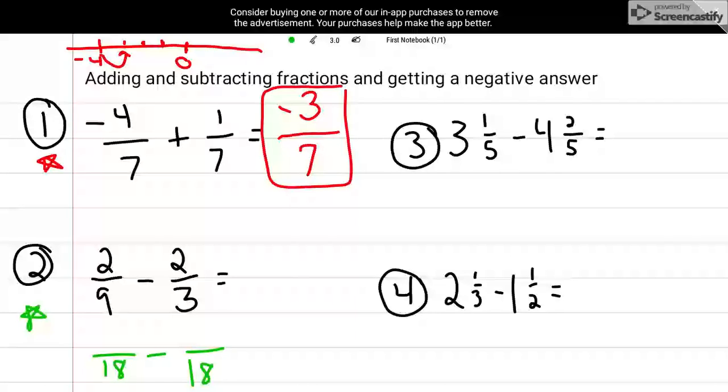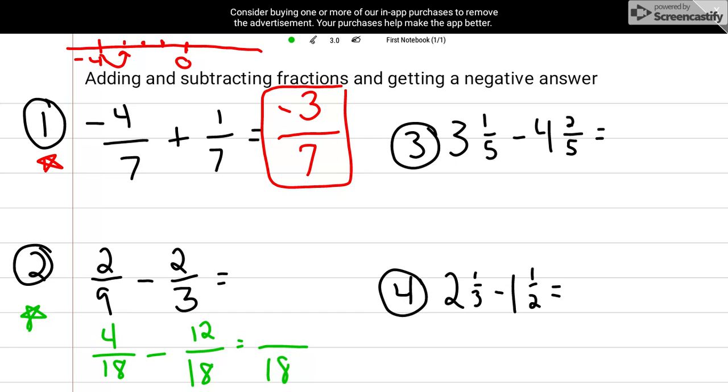So 9 times 2 gives me 18. So 2 times 2 gives me 4. 3 times 6 gives me 18. So 2 times 6 gives me 12. So just like in the other problem, carry that 18. So now I have 4 minus 12.